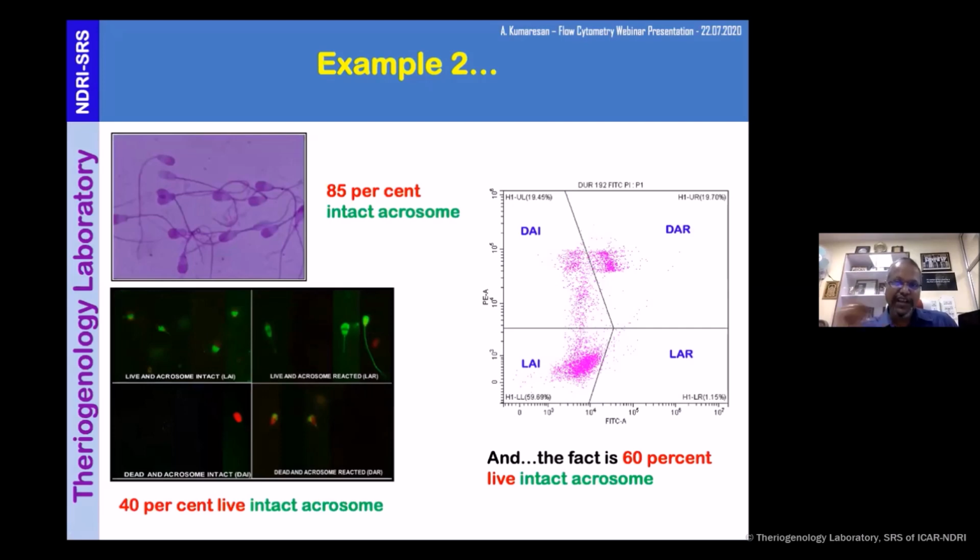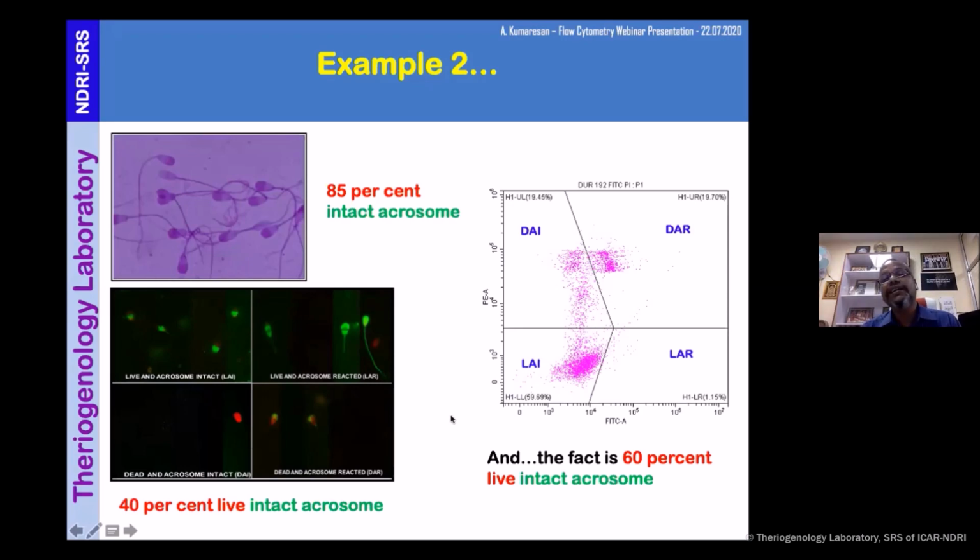PSA binds to the inner membrane, which means only acrosome reacted sperm will fluoresce. PNA binds to the outer membrane, mannose and galactose. I will come to that a little later. So the interpretation is totally different. But here, the main thing is that sometimes you have to permeabilize. That's how PI takes up more, and that's how the percent intact comes down to 40%. When you use flow cytometry, you visualize 4 populations, and the live acrosome intact is 60%. It is good: 85, 40, 60.